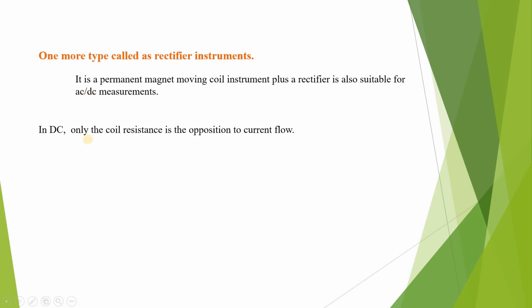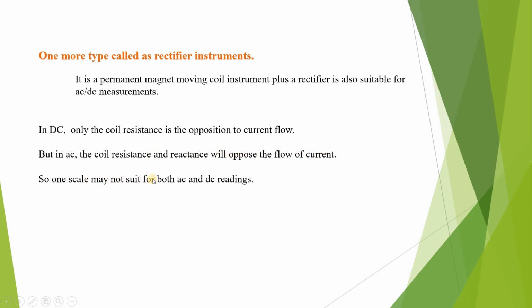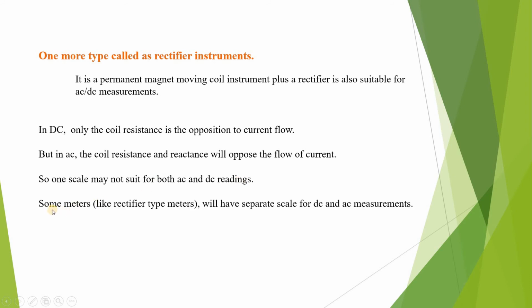In DC, only the coil resistance is the opposition to current flow. So in these DC instruments, only the coil resistance is the opposition to current flow. But in AC, the coil resistance and reactance will oppose the flow of current. So one scale does not suit both AC and DC readings. Some meters like rectifying type meters will have separate scales for DC and AC measurements. In a rectifier type of instrument, the scale is not the same for DC measurement and AC measurement.